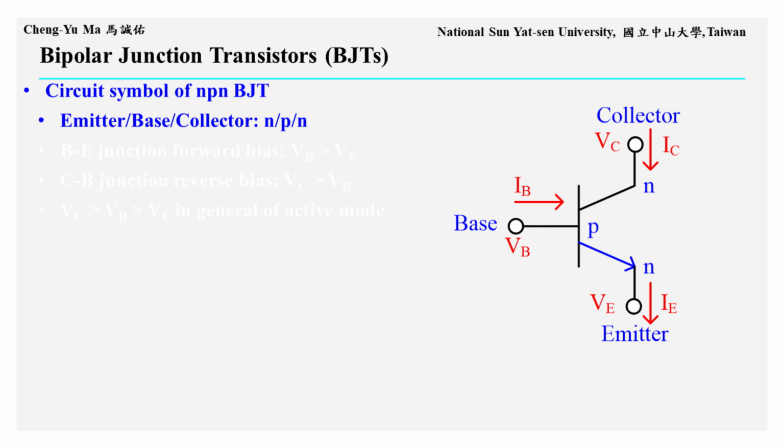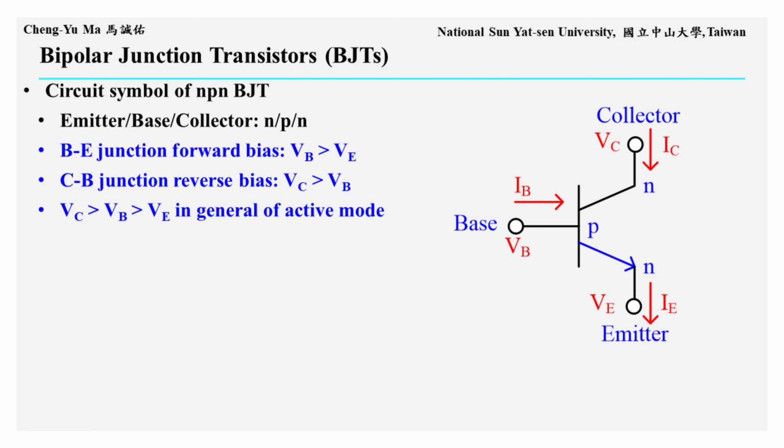After introducing the current relationships of an NPN BJT, we now look at its circuit symbol. In an NPN BJT, the emitter, base, and collector regions are doped as N-type, P-type, and N-type respectively. In active mode, the base-emitter junction must be forward biased, so the base voltage, VB, must be higher than the emitter voltage, VE. The base-collector junction is usually reverse biased, so the collector voltage, VC, must be higher than the base voltage, VB. Therefore, in normal active mode operation, VC is greater than VB, and VB is greater than VE.